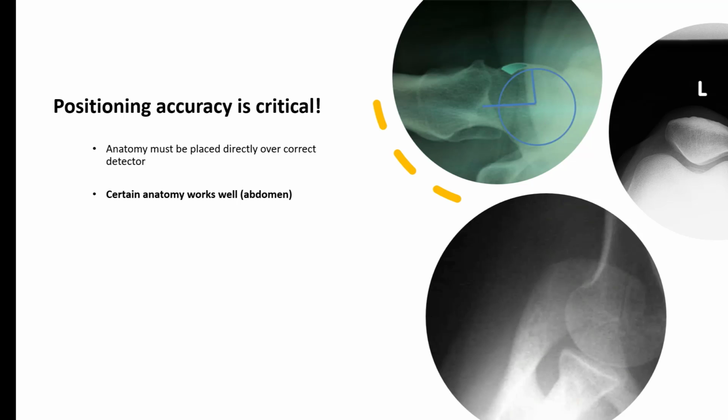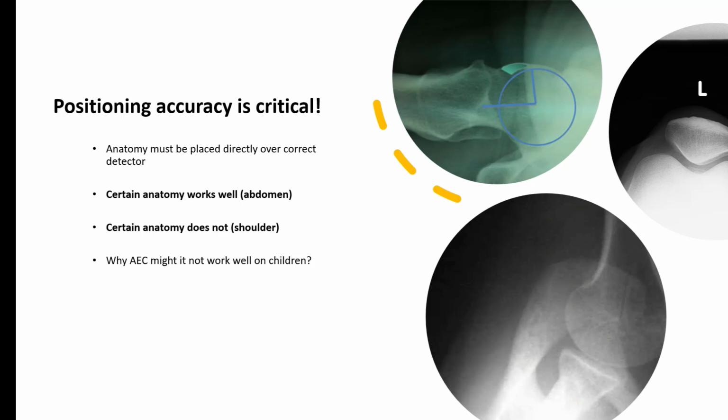Certain anatomies work really well, like an abdomen, but sometimes it's really hard, like when you get a sunrise view, or you're looking at a cross-table lateral hip, or an axillary view for the shoulder. That often makes positioning very difficult, and you need to be aware of that, and it may affect your end product, because certain anatomy does not position as easily.